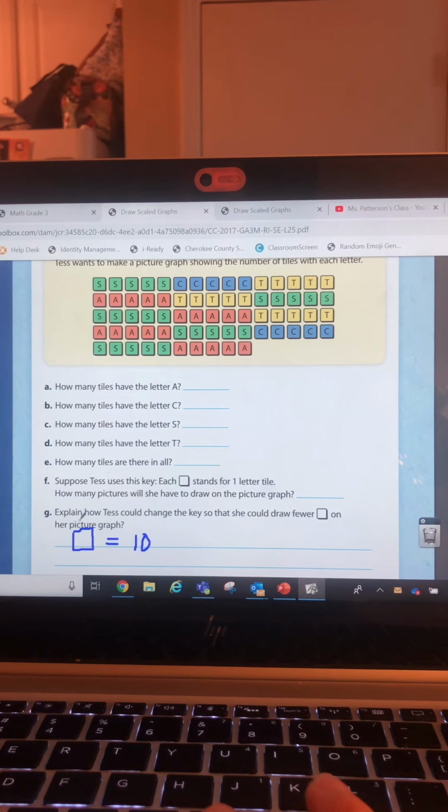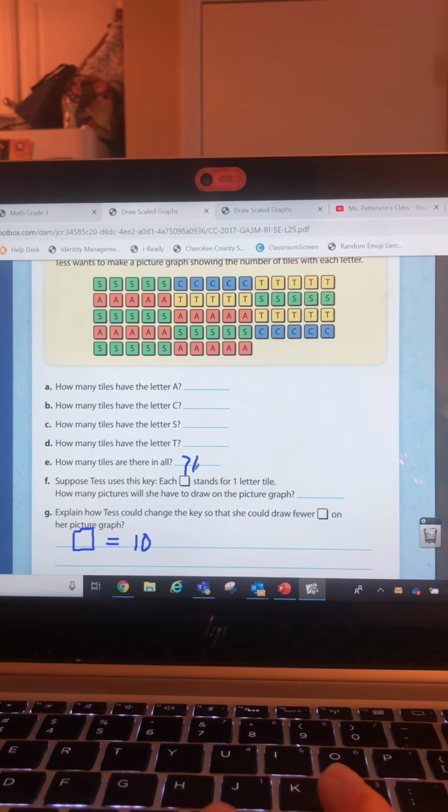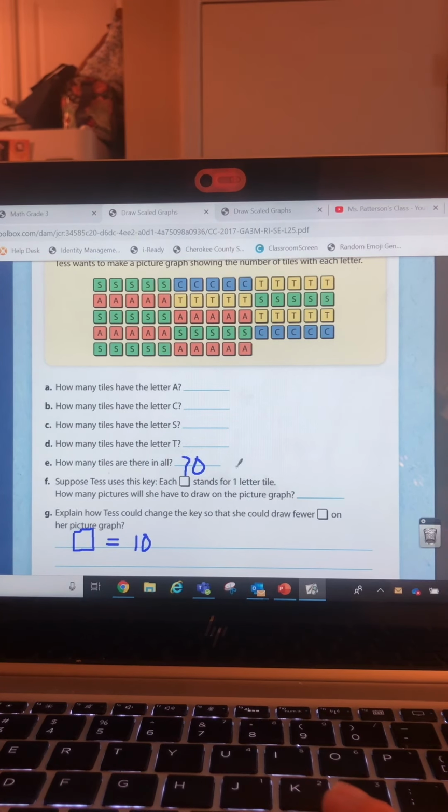Now it says explain. I chose 10 because 70 is a multiple of 10. So each tile could be like 10, 20, 30, 40, 50. And that lessens the amount of tiles or pictures I have to use in my picture graph. You could have also used 5. 5 is good. So 10, 5, and 1 is too small.